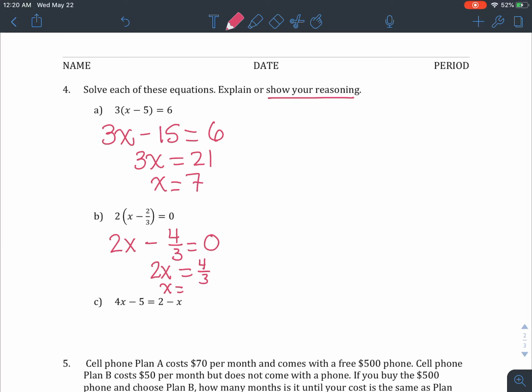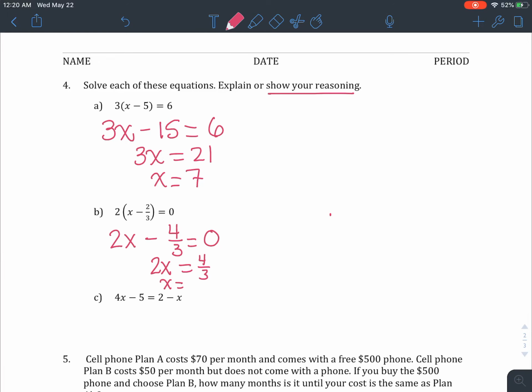And now I'm going to divide both sides by 2. So this is going to be kind of like 4/3 divided by 2, which is the same thing as 4/3 times 1/2. So that's going to give me 4/6, which is going to simplify to 2/3.